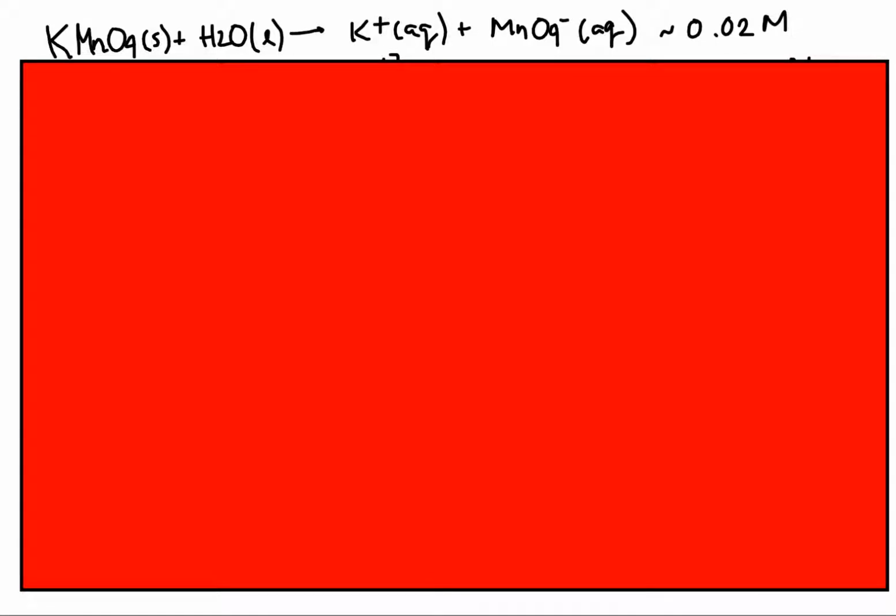Hi chemists, I want to review the lab we did on Friday, the standardization of potassium permanganate, because this is an introductory laboratory, fairly sophisticated, and we certainly break it apart.